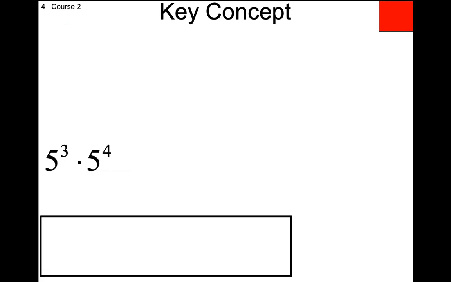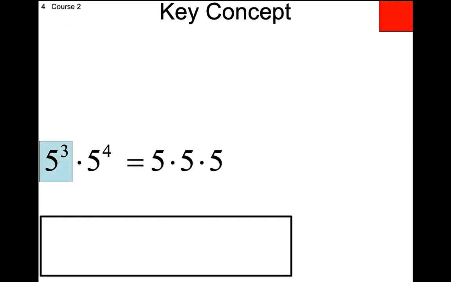Okay? Well, I don't know what to do. Everybody see the problem? It's 5 to the 3rd times 5 to the 4th. I don't know what to do here. So here's what we do. We fall back to our other technique, which is expand it out. Let's see what happens. So this first one, 5 to the 3rd, how many 5s do I write? 5 times 5 times 5. Okay, so 3 of them.